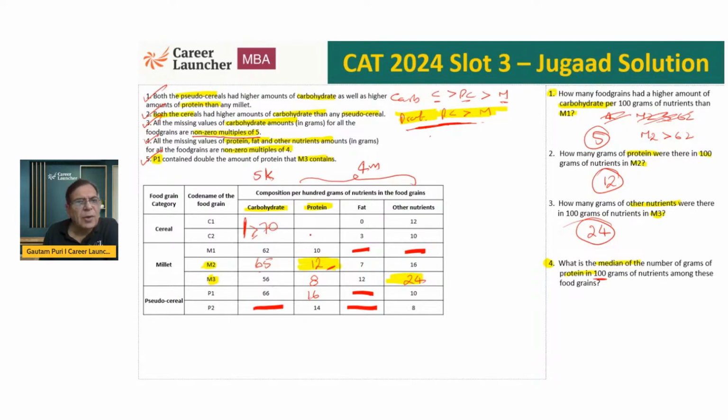Okay. Any constraints on protein? No. Protein was only related to pseudo cereal and millet; we knew the relationship between those, but we don't know about cereal. But I know both of these have to be multiples of 5. Sorry, multiples of 4. So let's start making cases.